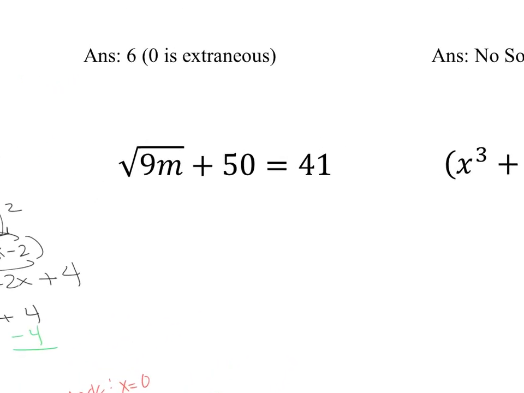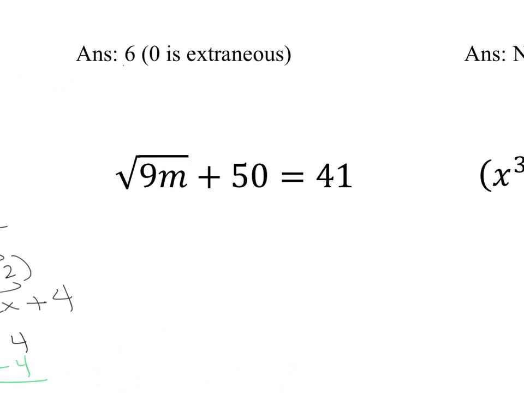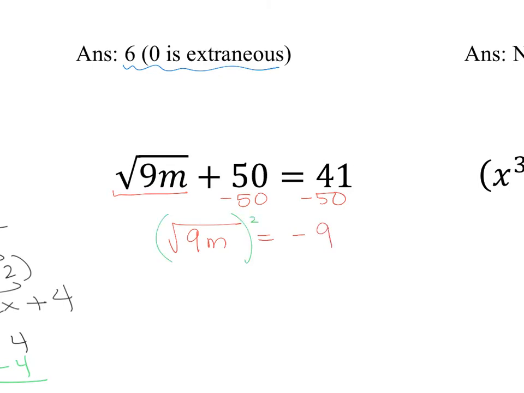All right, and you can see these are actually in order here, so it has the answer that we just saw. So let's again isolate the radical. Minus the 50, we get the square root of 9m equals negative 9. We're going to square both sides, we're going to get 9m equals 81, divide by 9, we get m equals 9. So I want to check that this is okay.